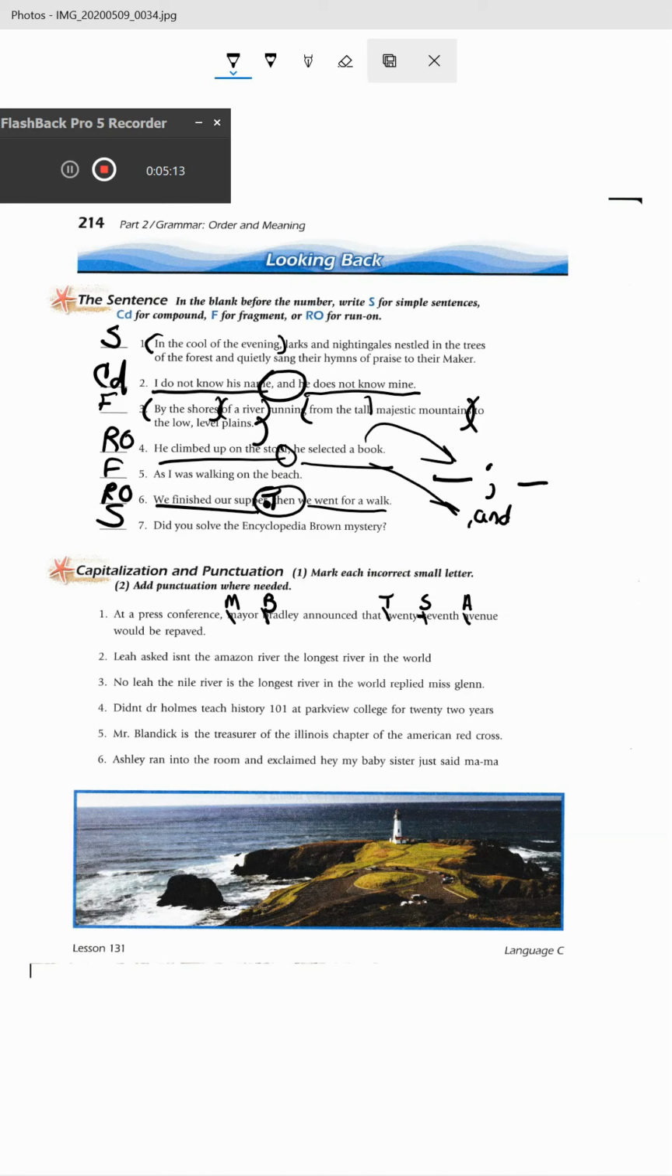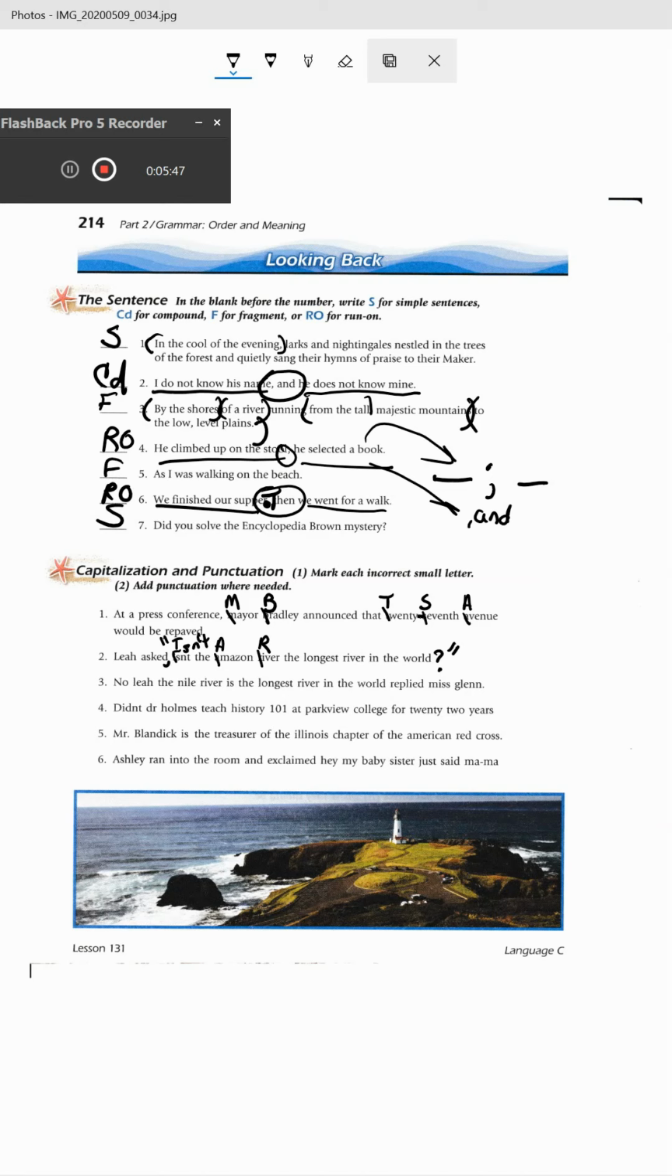All right, Leah asked, isn't the Amazon River the longest river in the world? So this is a direct quote. So I need to put a comma after asked. I need to capitalize the I, and I'm going to put quotation marks. Oh, isn't. I'm just going to write the whole thing up here because isn't needs an apostrophe. This is kind of like the little puzzles I gave you at school in the morning. Amazon River. And this is a question. And then quotation marks at the end of it.